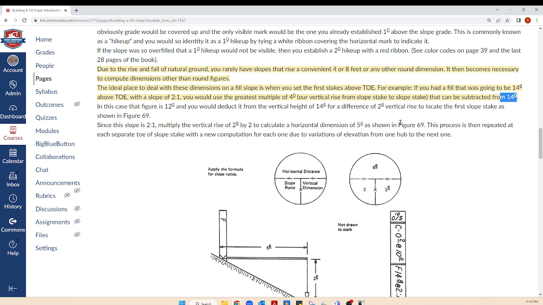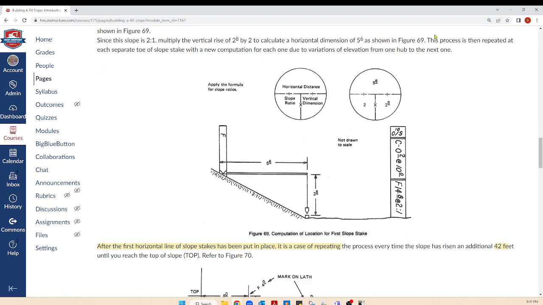Where is my stake? I got 2.8. Since this slope is 2 to 1, multiply the vertical rise of 2.8 times 2, since it's a 2 to 1 slope, to calculate a horizontal dimension of 5.6, as shown in figure 69. Look at all this stuff going on that we've been talking about.